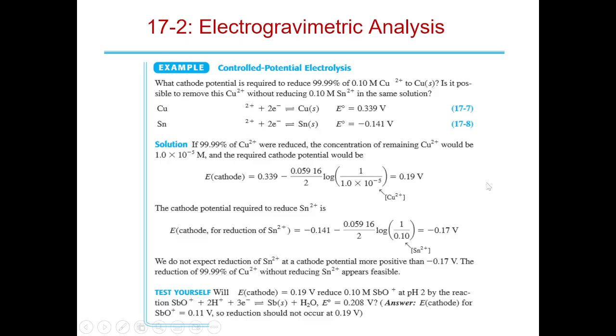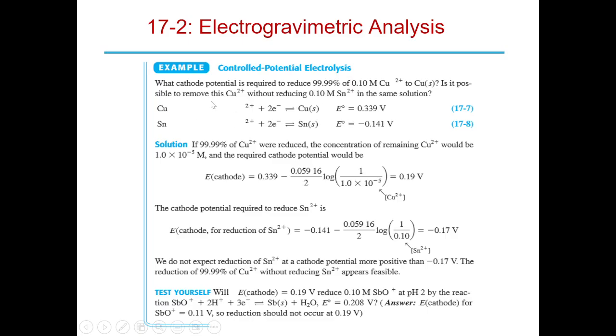Okay, so when cathode potential is required to reduce 99.99% of 0.1 molarity Cu2+ to copper solid, is it possible to remove this Cu2+ without reducing 0.1 molarity Sn2+ in the same solution? So we have two stages to this problem, right? What's the cathode potential for the copper? And then how does that compare to the potential of the tin?